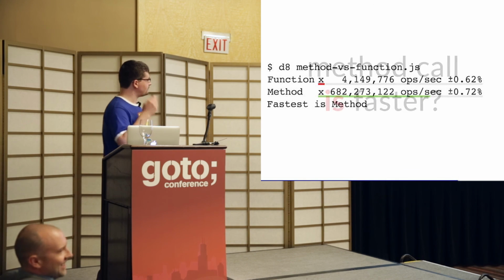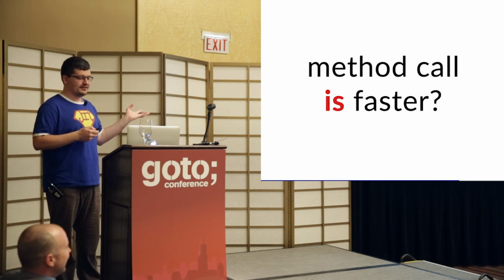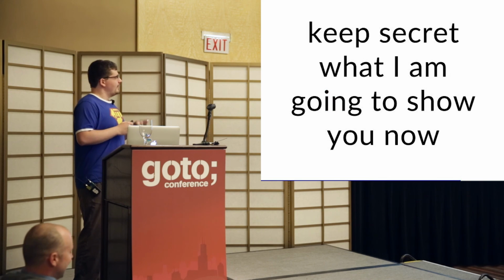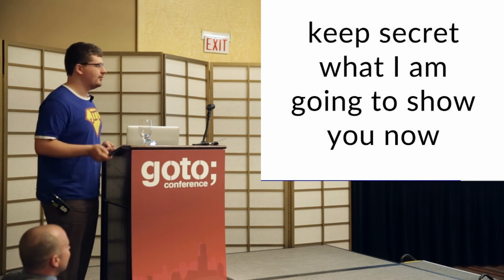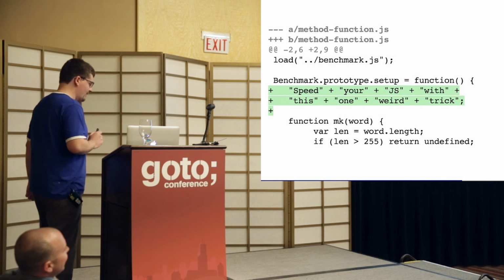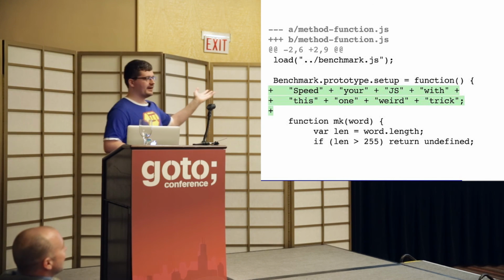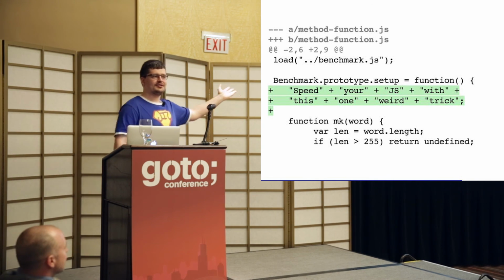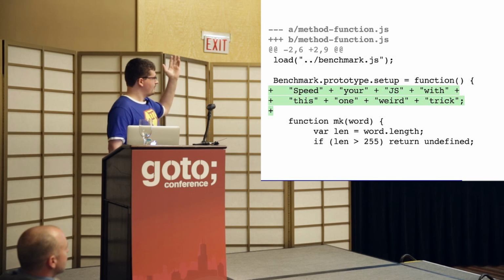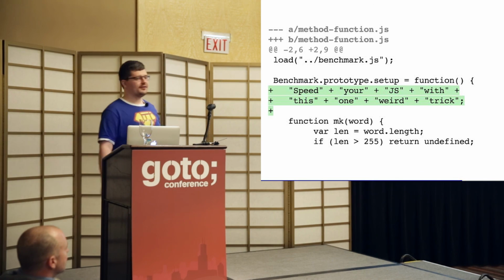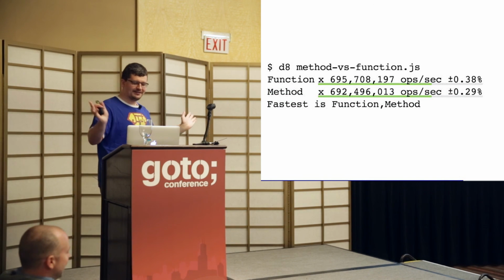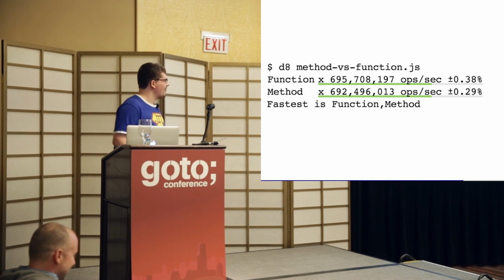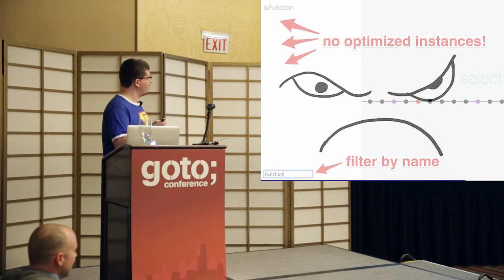Anyway, so why was the method call faster? So I'm going to show you the workaround for this bug, but never show it to anybody else. So I just took the setup of the benchmark and I added these magical concatenations in front of it. Speed up your JavaScript with this one weird trick. And lo and behold, it indeed sped it up. So again, my patented glaze.